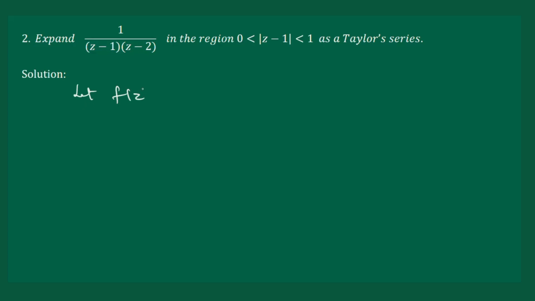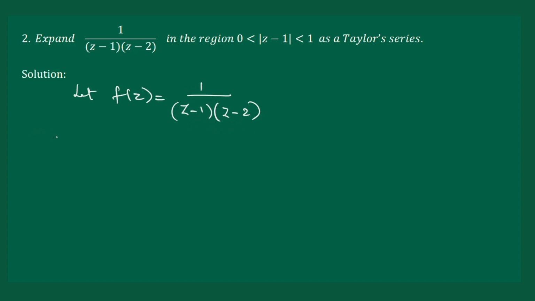Here let us take f of z is equal to 1 by (z minus 1) into (z minus 2). Here we need to expand this function as a Taylor series about the point 1, because it is given in terms of z minus 1 instead of z, which should be valid in this given region. For this we can't use the usual technique of applying the formula by finding the successive derivatives, because finding these higher order derivatives will be complicated.